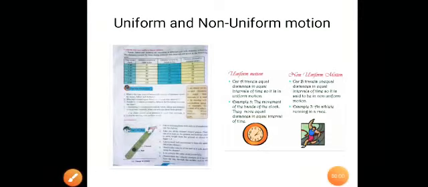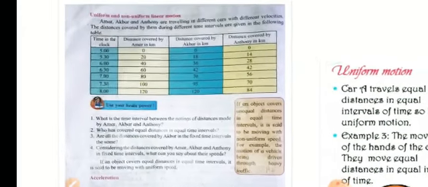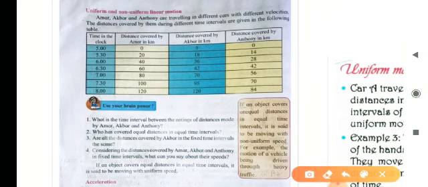Students, let us continue with uniform and non-uniform linear motion. Amar, Akbar and Anthony are traveling in different cars with different velocities. The distances covered by them during different time intervals are given in the following table.